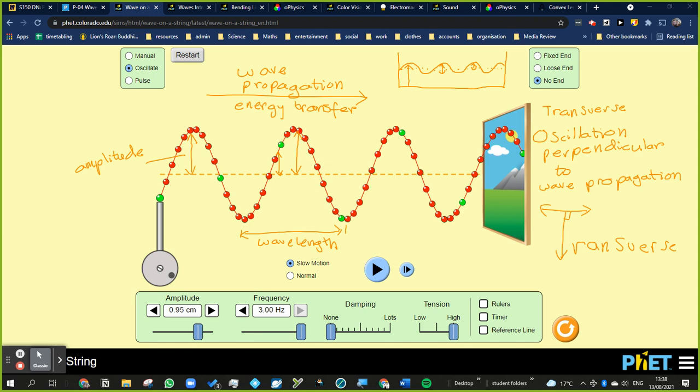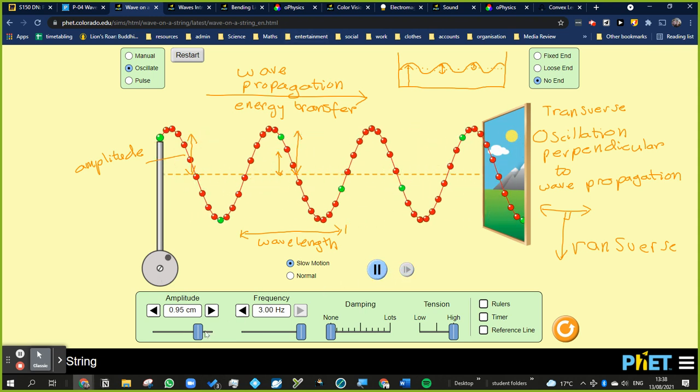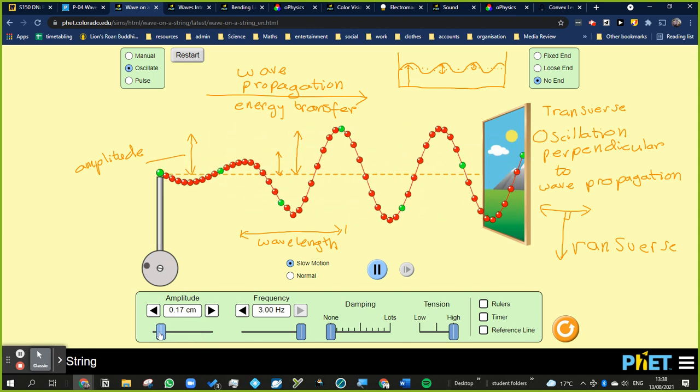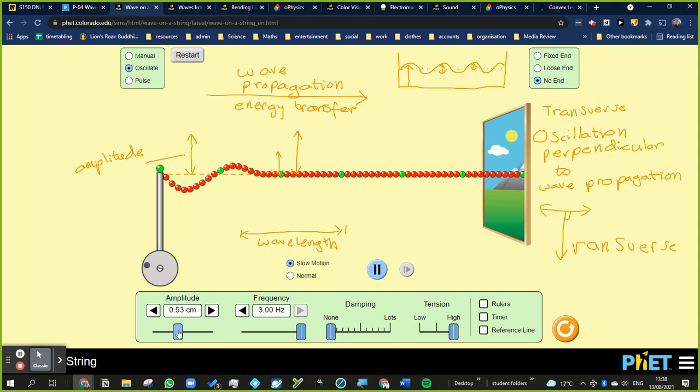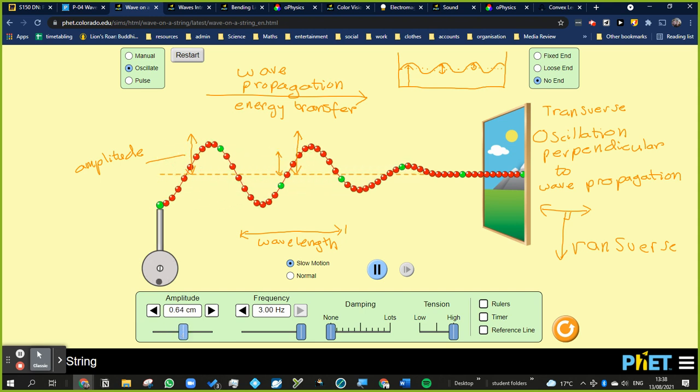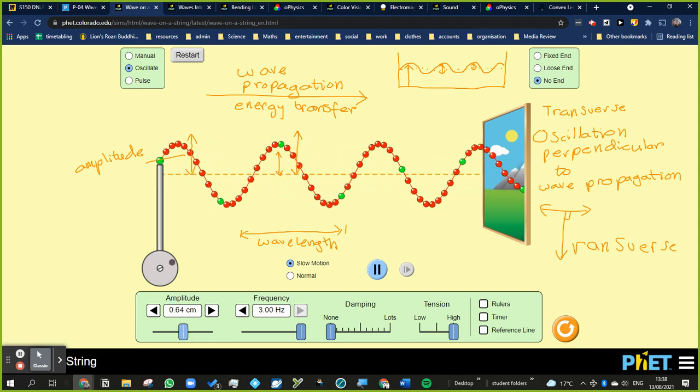If I reduce this amplitude down, then it gets closer and closer to the middle line. Eventually, if I had an amplitude of 0, then it would just be on the middle line. So there's no amplitude because it's not gone above where it would normally be. This thing is still going around 3 times a second, but it's not actually doing anything. So the amplitude is how much more above or below it would normally be.